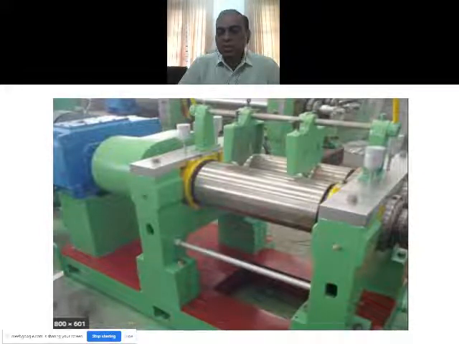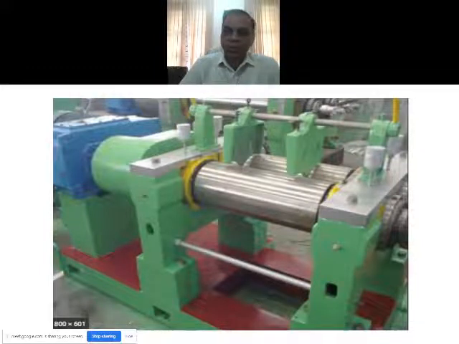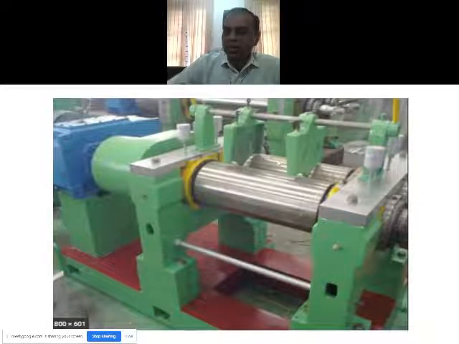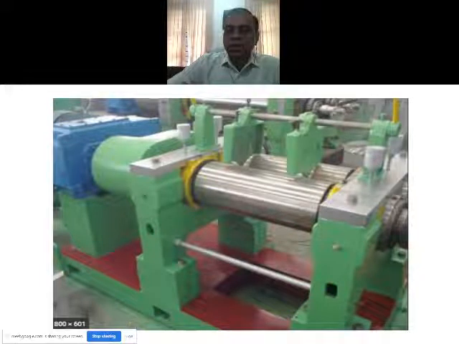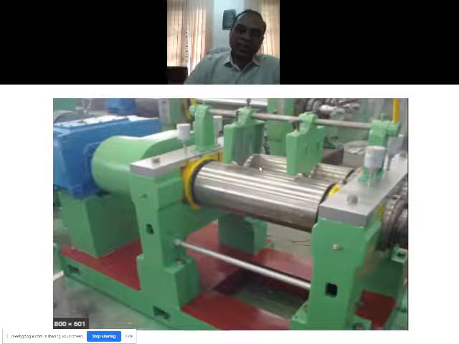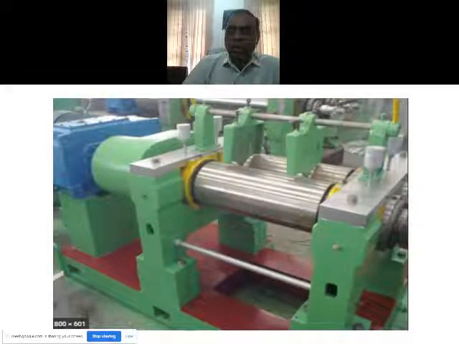So that sequence you should remember. Normally, I think you have been taught about this, you need to form a kind of band first on the mill before you add all the ingredients. You write normally a formulation in the same sequence as the sequence of addition of chemicals into the band. So you have to wait until a band is formed. I think we'll see a few videos in due course and see what is meant by a band.